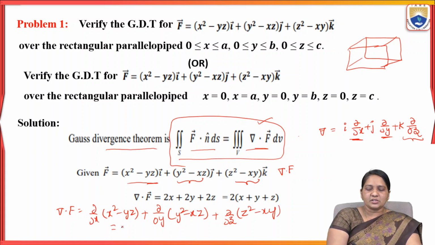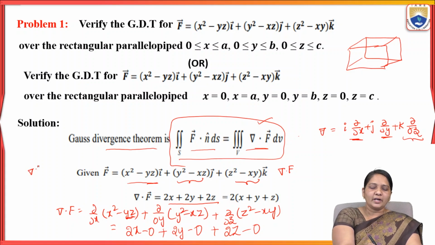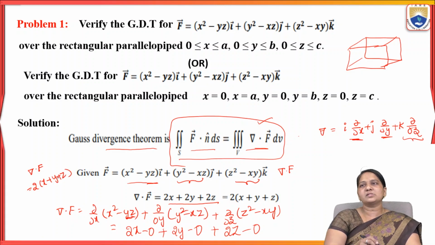Now we are doing the partial differentiation, first with respect to x. Dou by dou x of x square is 2x, and the remaining y and z are constant, so that is 0. Plus dou by dou y of y square is 2y minus 0. Next dou by dou z gives 2z minus 0. Finally we got 2x plus 2y plus 2z. Taking 2 common, this is the value of del dot f: 2 into (x plus y plus z).